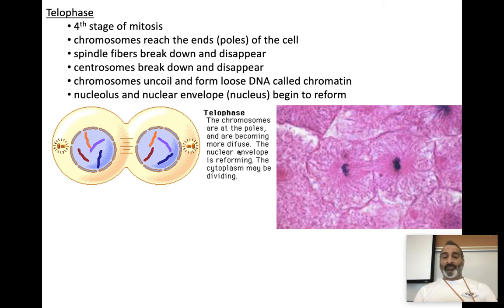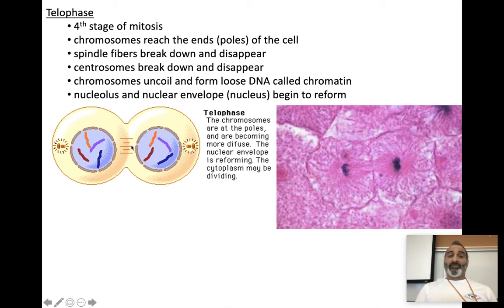The fourth stage of mitosis is called telophase. In telophase, I tell you guys, it's kind of like the opposite of prophase. In prophase, the nucleolus and the nuclear membrane broke down. In telophase, they reform. The nucleolus, the nuclear membrane, the nuclear envelope reform, basically. Okay, they start to reform.